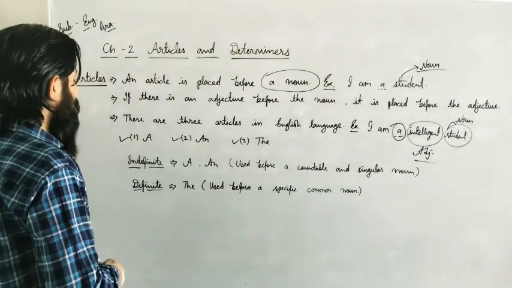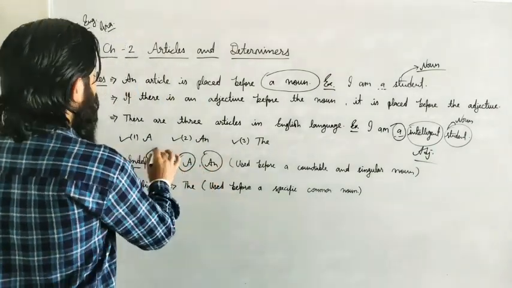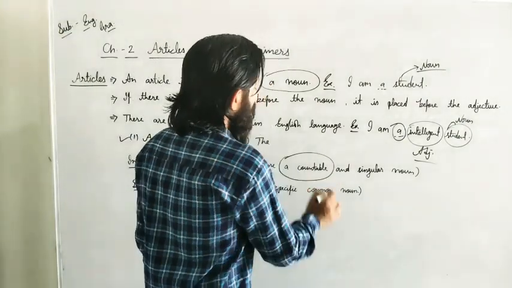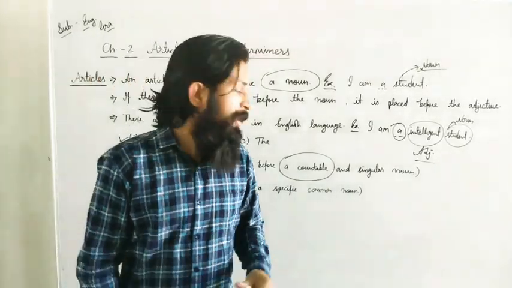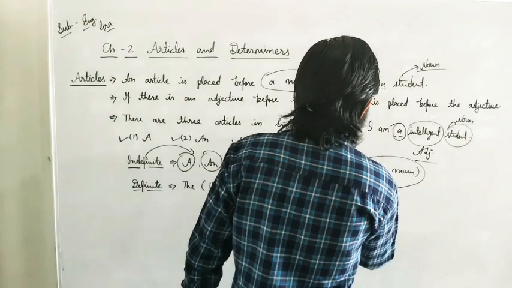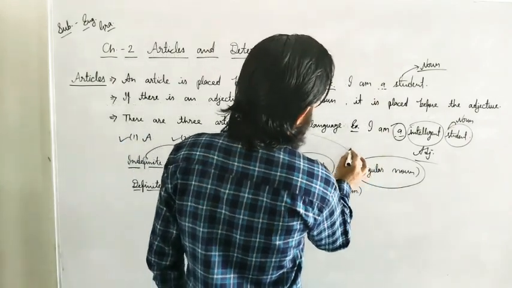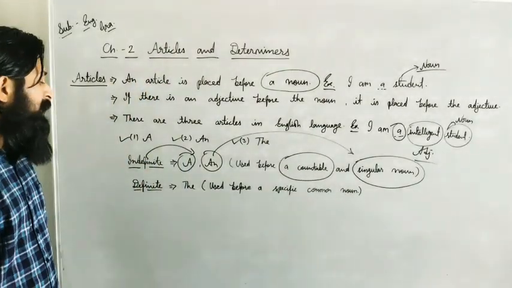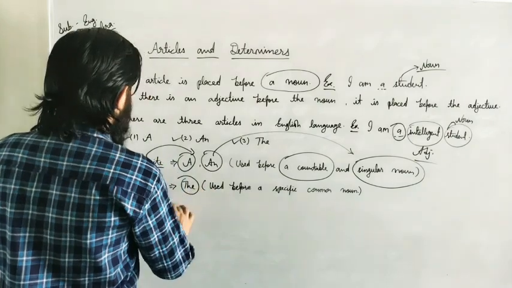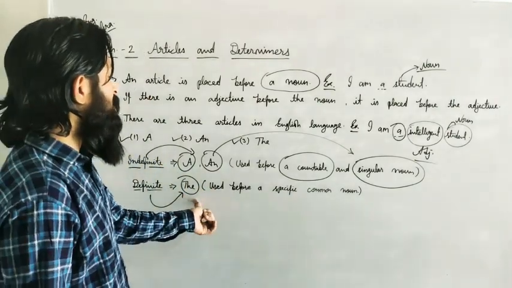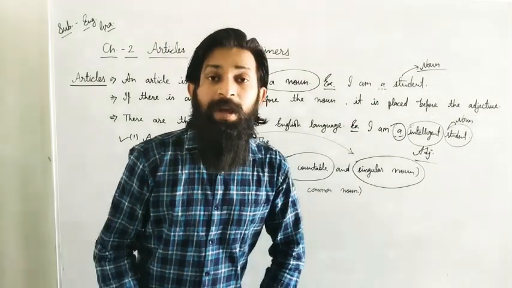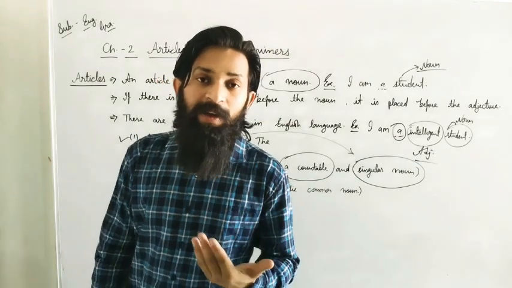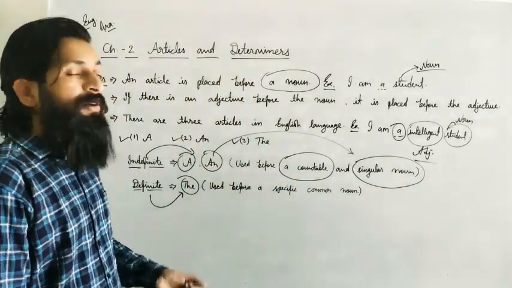A and an both are indefinite articles, used before a countable and singular noun. If the noun is countable and singular, both conditions, then only you can use that type of article before the noun or adjective. Definite article: the is known as the definite article, and it is used before a specific common noun. Means if a special or specific common noun is given in any sentence, then only we have to use the, the definite article.